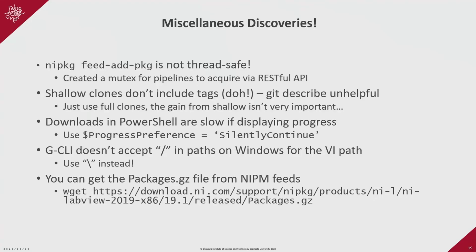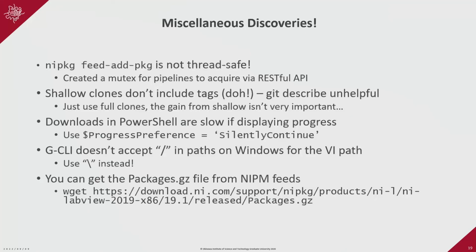Some miscellaneous discoveries I made whilst doing this. NIPkg feed add package is not thread safe. If you call this in parallel from 12 containers at more or less the same time, you are going to screw up your NIPkg feed. So I created a mutex that allows them to request a lock and then provide the key back from the lock. I have a screenshot of that if anyone cares, but basically you need some way to prevent a bunch of different clients calling that command at the same time.